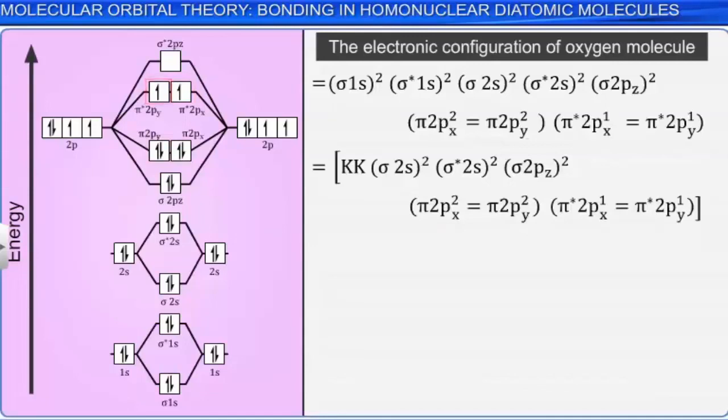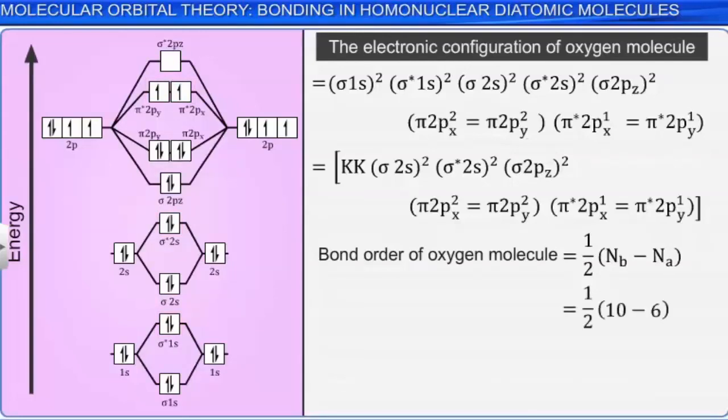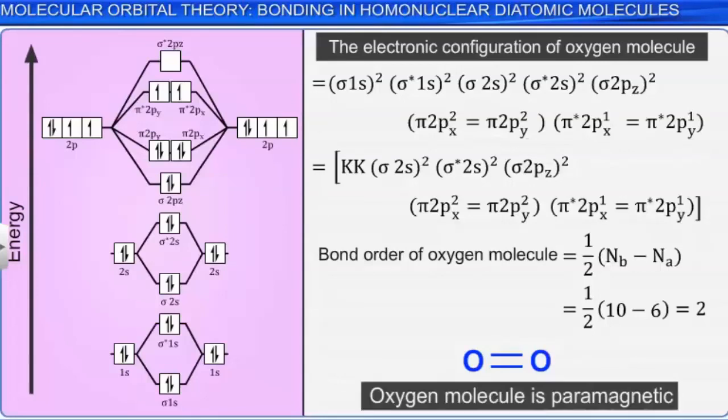The electronic configuration of oxygen molecule is such that there are 10 electrons in the bonding molecular orbitals and 6 in the antibonding molecular orbitals. Thus, the bond order of oxygen can be calculated as half of 10 minus 6, which is equal to 2. Hence, the oxygen atoms in oxygen molecule are held by a double bond. It has been proved experimentally that it is paramagnetic in nature. This is due to the presence of 2 unpaired electrons in its molecular orbitals.